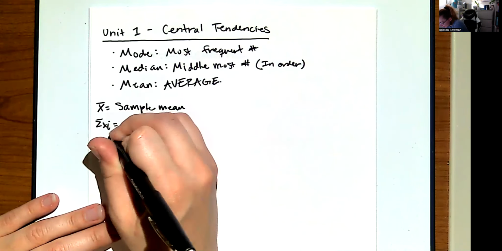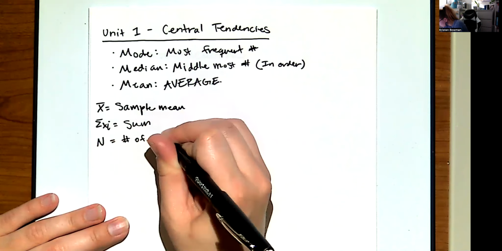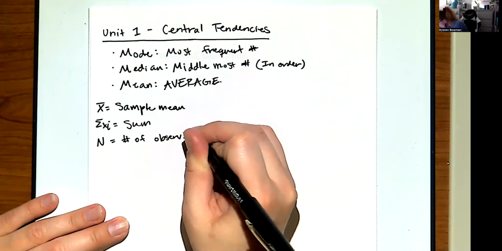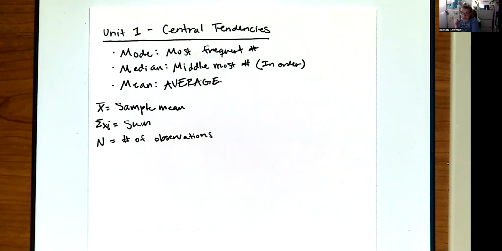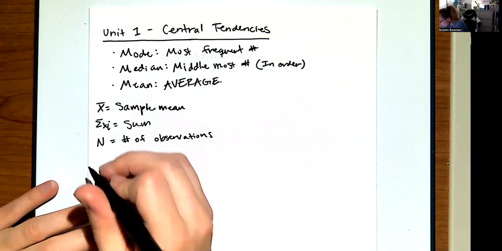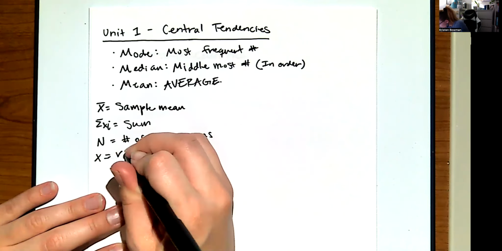Alrighty, next we have n. N is the number of observations. If it confuses you to say observations, you can say participants. Now, observations is kind of a better way to look at that, but it's the number of how many pieces of data we have collected. And then finally, I want to note that X just by itself means raw scores.